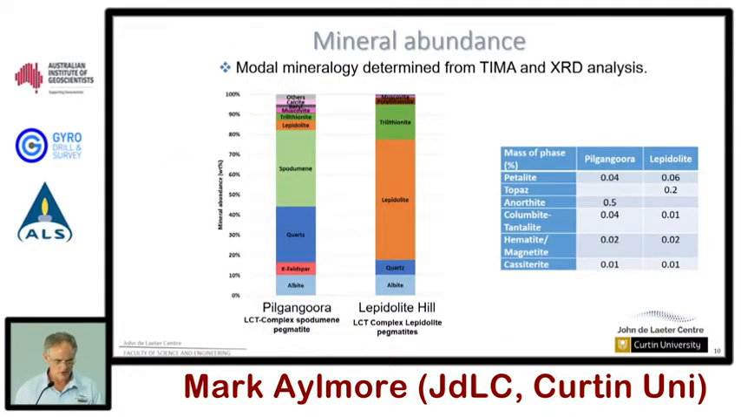So we can use modal mineralogy with TIMA X-ray and then confirm with wet chemical analysis comparisons to get the mineralogy. Here on the left-hand side is the Pilganora, which is mainly spodumene. Some lithium mica is present in there, the lepidolite, trilithionite, muscovite, beryl, and a lot of feldspar and albite, whereas the Lepidolite Hill is mainly made up of lepidolite, which is the lithium mica, and a number of different things.